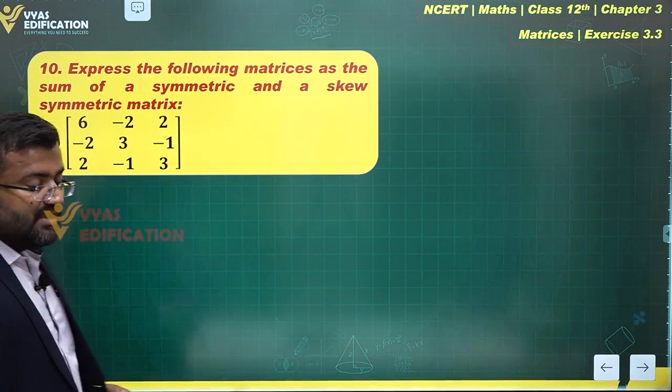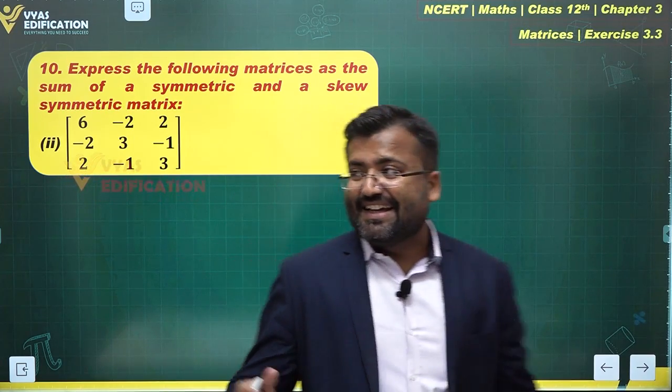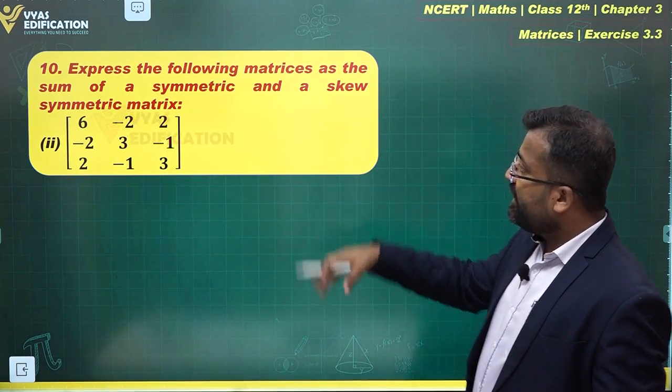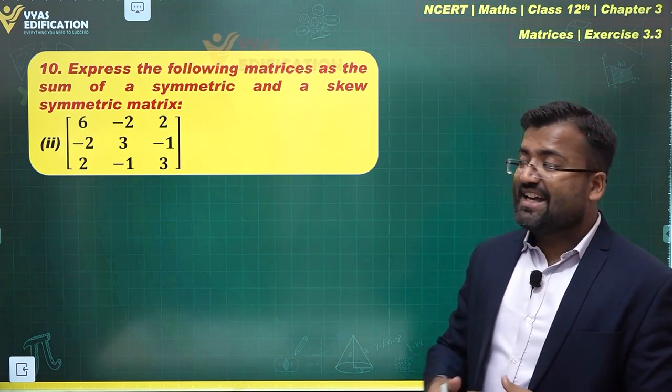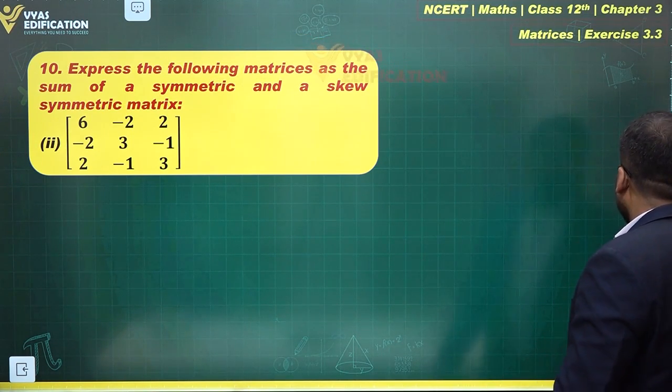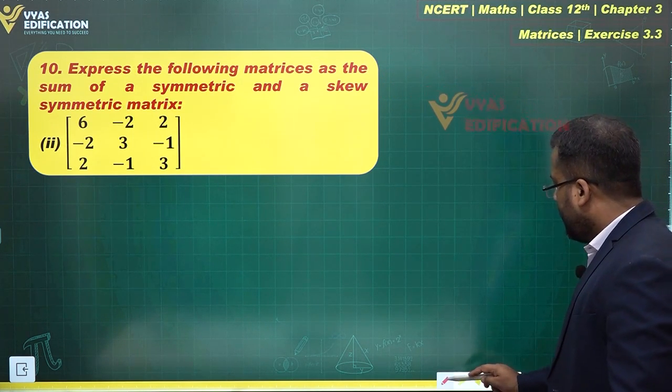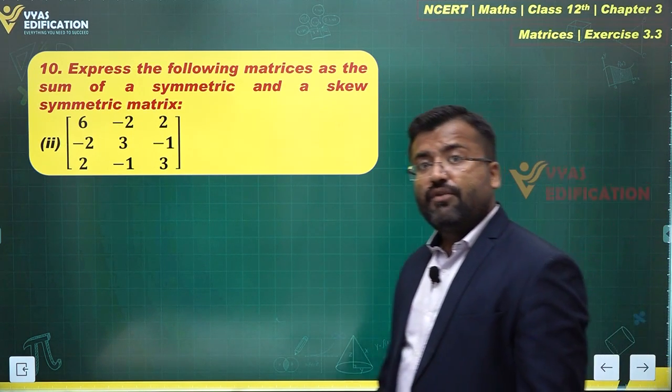The second part, what does the second part say? Once again, we have to write this matrix as a sum of symmetric and skew symmetric matrix. Now, since we have understood the process of writing it as a symmetric and skew symmetric matrix, what I'll directly find is half of A plus A prime and half of A minus A prime.